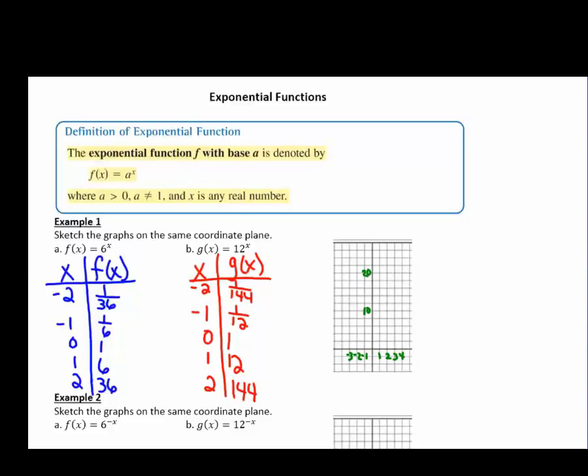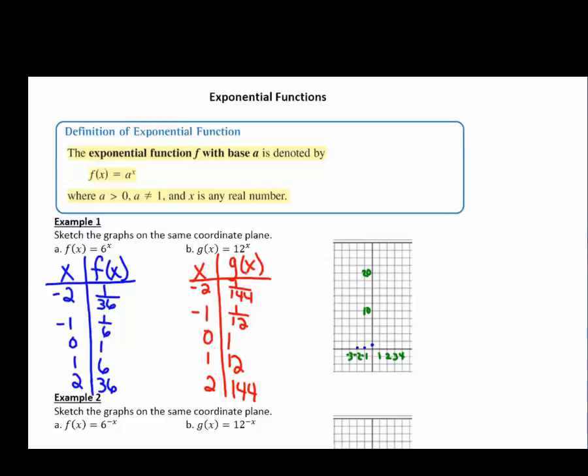And so we've got -2 and 1 over 36, so that's going to be really close to your x-axis, not quite on it, but very, very close. -1, again, is going to be very, very close to that x-axis. And so we can plot that point, 0, 1. Remember that our lines are 2 for the y-axis. So we're going to go halfway in between.